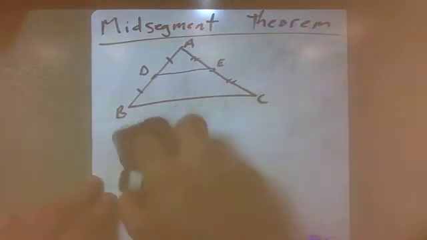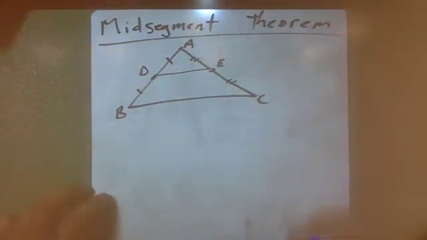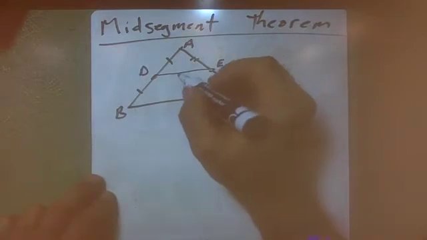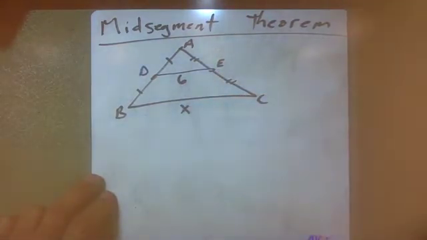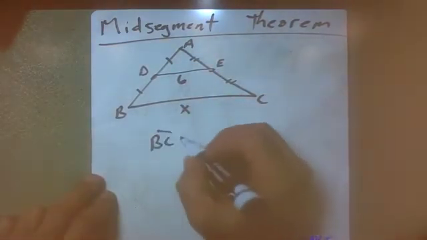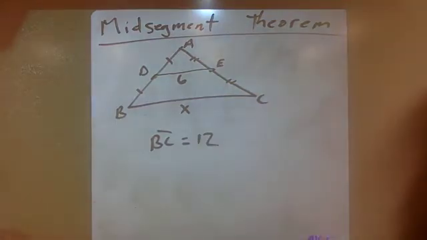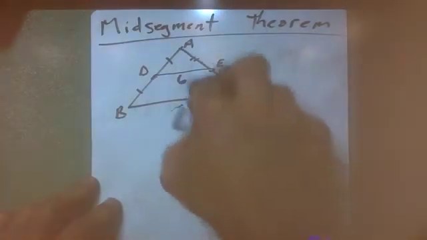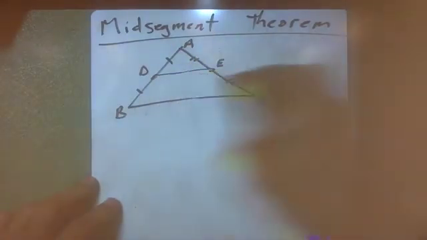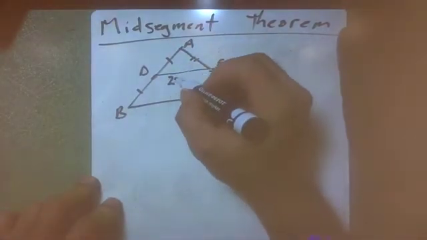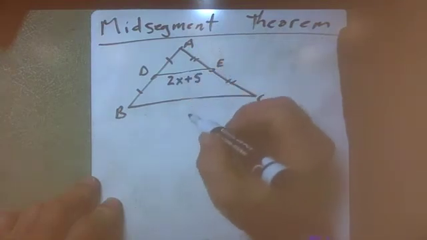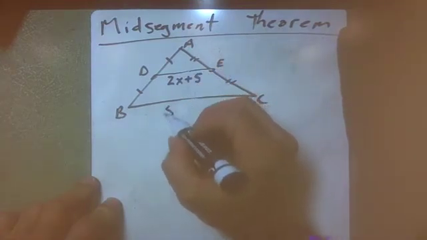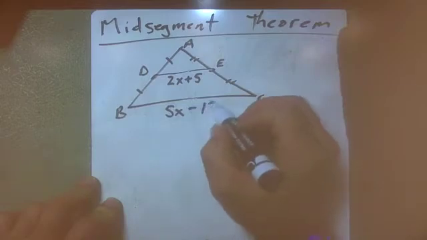Now how this is going to show up as problems would be if this length is 6, what is the length of BC? Well, BC would be 12. It's always twice as long as DE. Now the problems won't be quite that easy. They'll both probably have an x in it. Like say 2x plus 5 is equal to 5x minus 13.